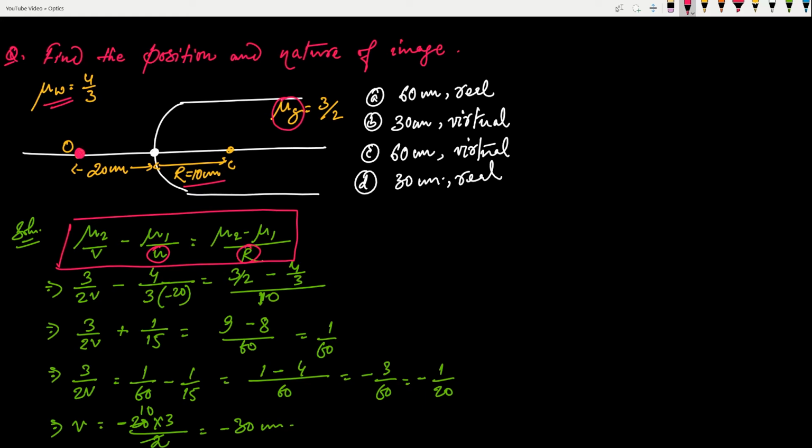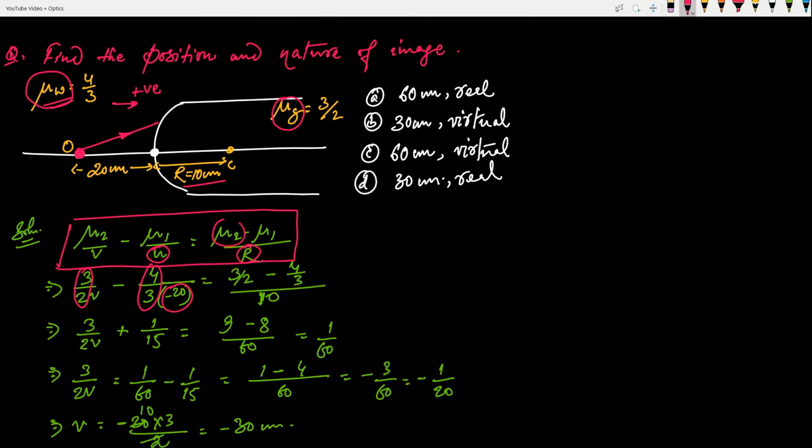Now which one will be mu2? The object is kept here, and therefore the incident ray will move in this direction. So this direction will be taken as positive, and since the rays are coming from the water medium, the water medium will be treated as the first medium, and since the ray is entering into the glass medium, the glass medium will be treated as the second medium. Therefore mu g will be treated as mu2 and mu w will be treated as mu1. So mu2, that is mu of glass, is 3/2, and mu1 is that of water, 4/3, and we have taken u as minus 20 according to our sign convention.